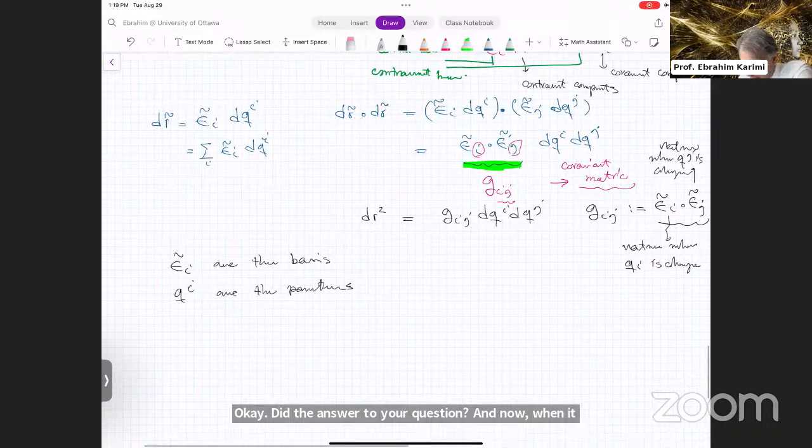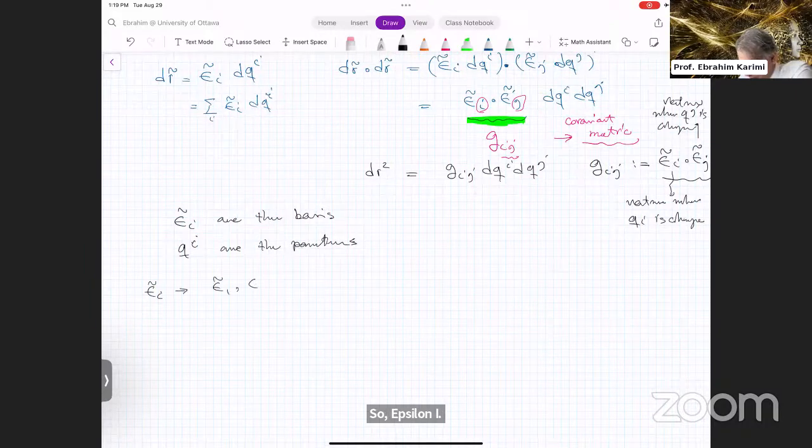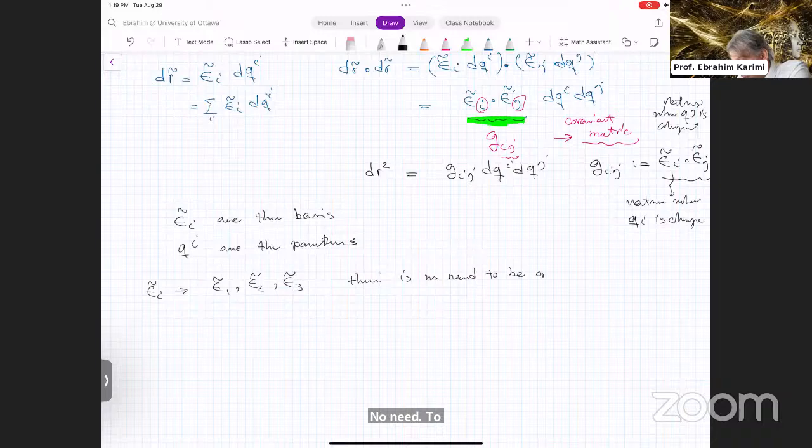So epsilon_i means that we have epsilon 1, epsilon 2, and epsilon 3. Not necessarily are they orthogonal. I mean, there is no condition that they are orthogonal. They are not. The orthogonality is not needed. There is no need to be orthogonal. We had no condition on that, so we just expanded them. Is that good?